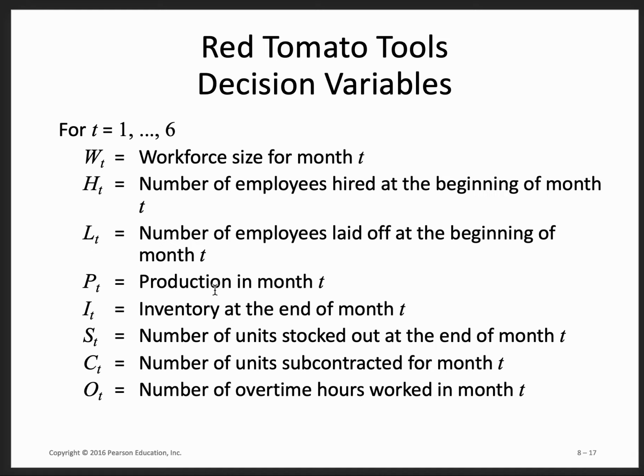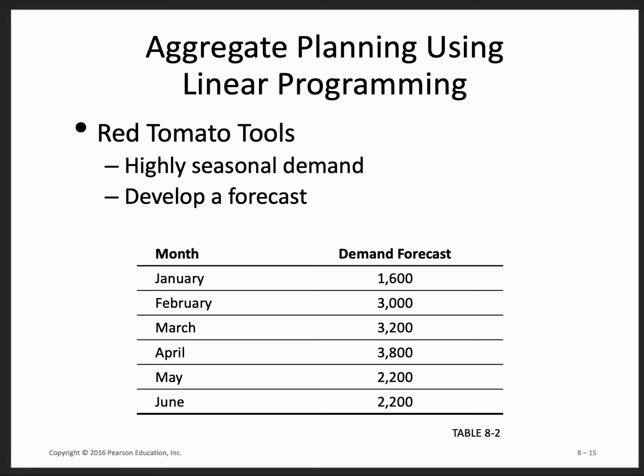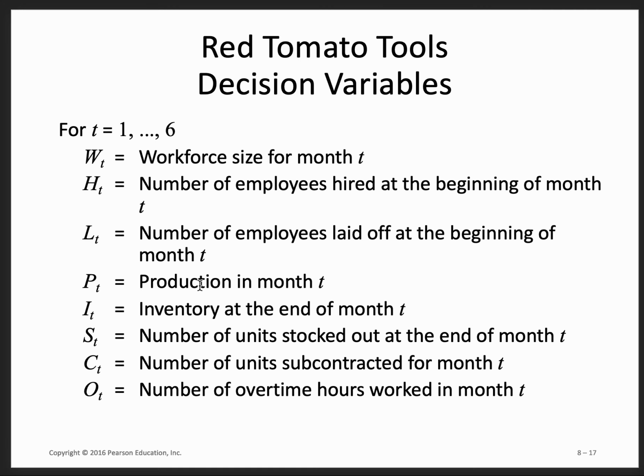Now, PT is the number of units you produce in a month. Remember that the whole idea is for us to come up with a plan to satisfy this demand. So this is the demand, and we have to satisfy this demand. In January, we have a demand for 1,600 tools, February 3,000 tools, and so on. So you have to make so many tools every month. So PT represents the production in the month.